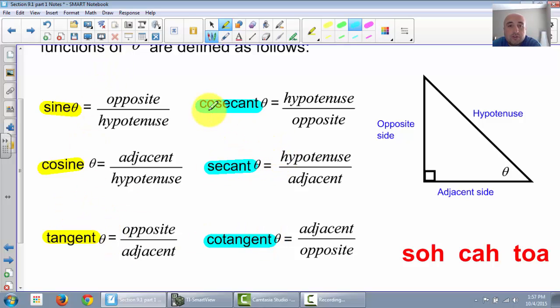They're just reciprocals. So notice that sine is opposite over hypotenuse. Cosecant is hypotenuse over opposite. Cosine is adjacent over hypotenuse. Secant is the reciprocal, hypotenuse over adjacent. And then tangent and cotangent, opposite over adjacent, adjacent over opposite. So all they are is opposites of each other, or reciprocals, I should say.